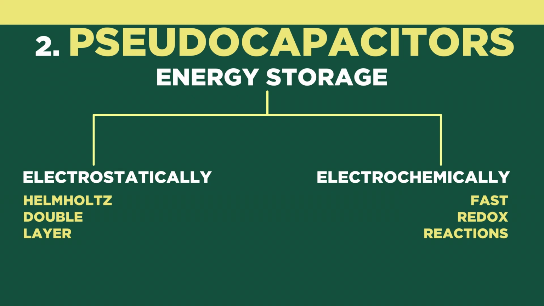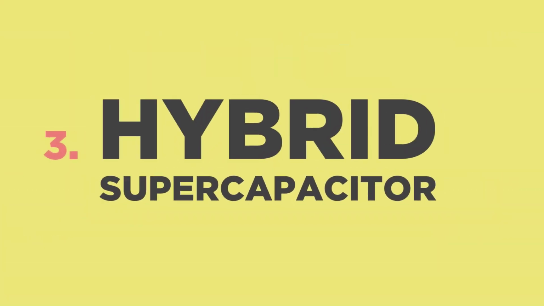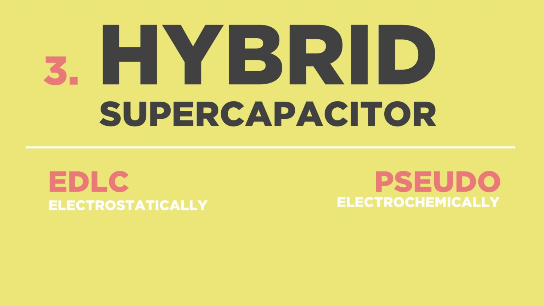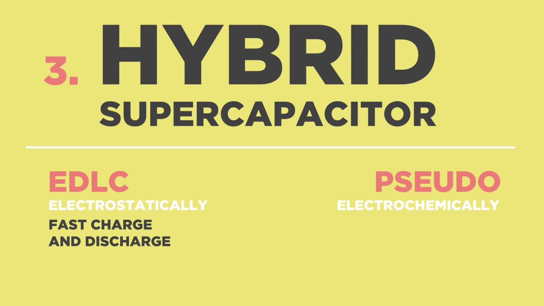The last type of supercapacitor is the hybrid supercapacitor, also known as an asymmetric supercapacitor. It combines both the EDLC and pseudo-type. This means one of the electrodes stores energy electrostatically and the other one electrochemically. This combines the fast charge and discharge rates of the EDLC with the higher energy density of the pseudocapacitor.